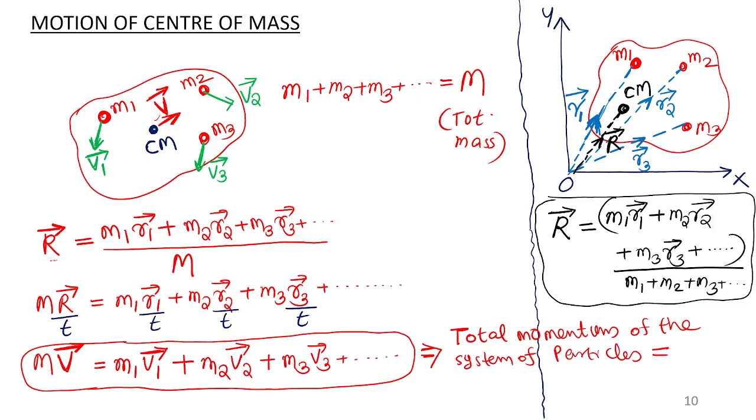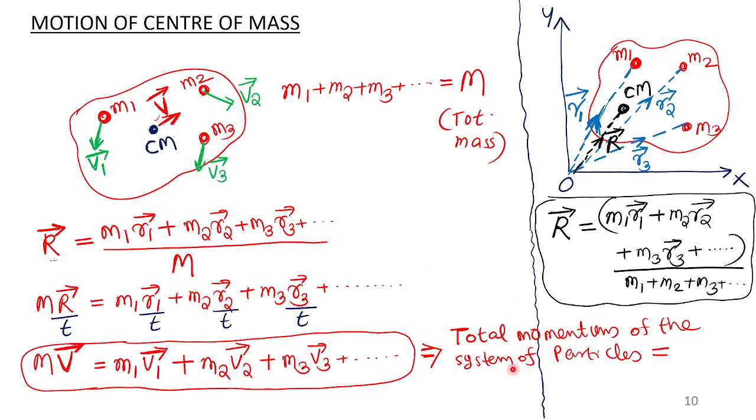Why is it the total momentum? Capital letter M is the total mass of this entire system. Velocity is... we assume that the entire mass is concentrated here, at the center of mass, and it is moving with the velocity v. So the total mass into the net velocity is said to be the total momentum of the system.